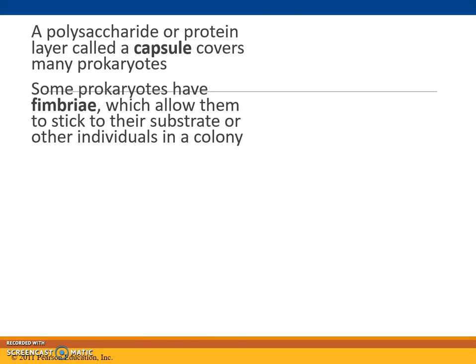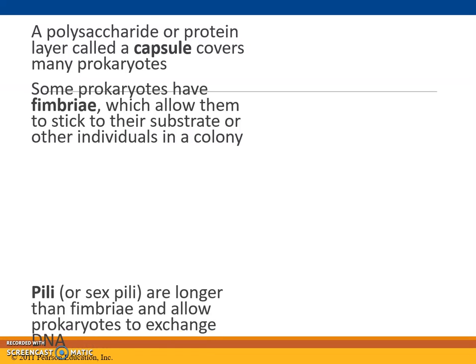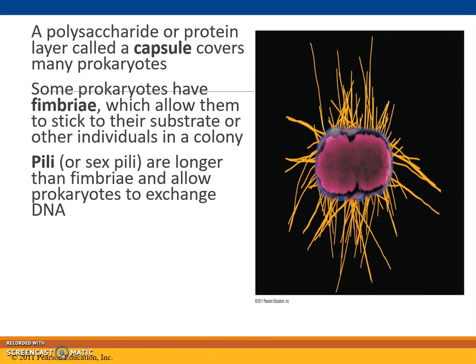A polysaccharide layer or protein layer called a capsule covers many prokaryotes. Now, I would like you to focus on the long threads or long strands that are coming out of the bacteria in this picture. They are called fimbriae. Fimbriae are used by bacteria to attach to surfaces, whereas the smaller fringes that are coming out are called pili. They are used for so-called sexual reproduction in bacteria, conjugation.